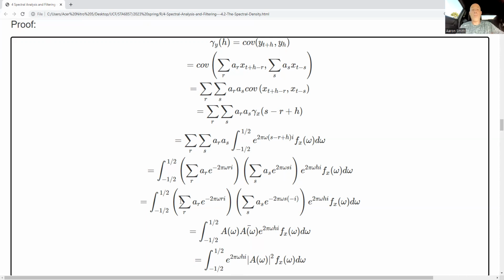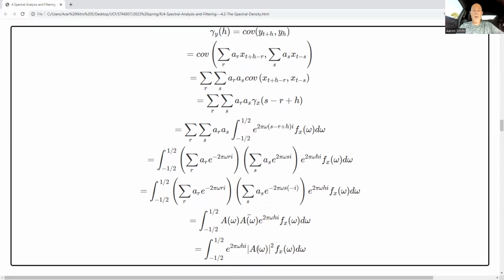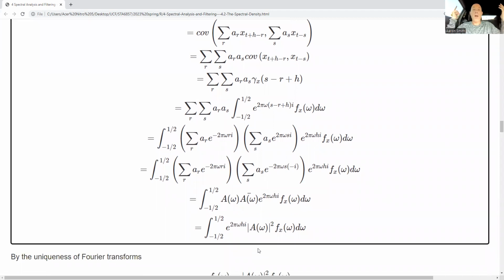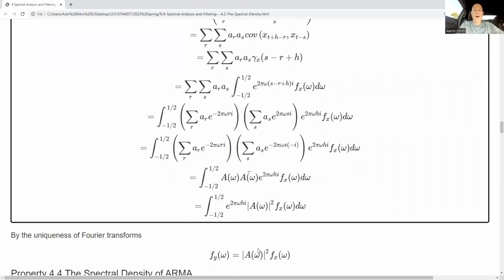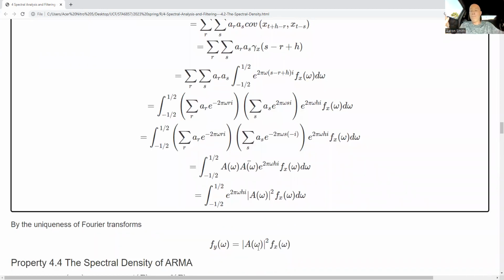All right, so now when I look at this, I realize that this is that A of omega, and this is the conjugate of A of omega. Huh, okay. So if I take a complex number multiplied by its conjugate, isn't that its modulus squared? Yes, it is. And so here I get the modulus squared of A. And so now that takes me all the way. I've got the proof done. Check that out. Now, by the uniqueness of the Fourier transform that we just talked about a moment ago, this has to be the spectral density for the time series Y.